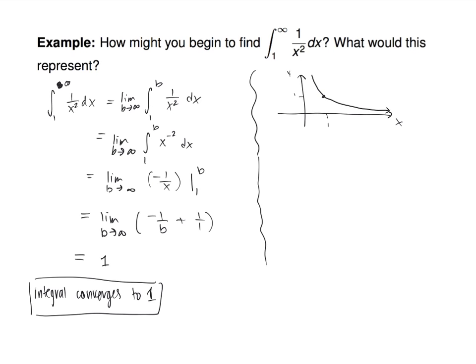So what we effectively said is that the area under this curve from 1 until infinity is equal to 1. And that's because the curve decreases quickly enough. Does the idea make sense?